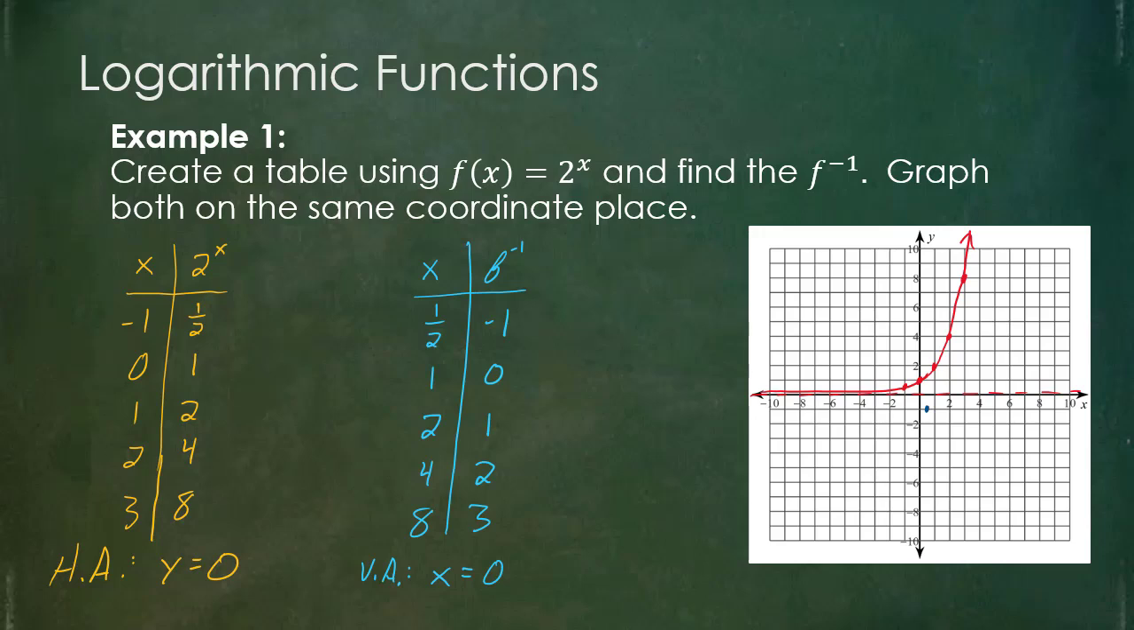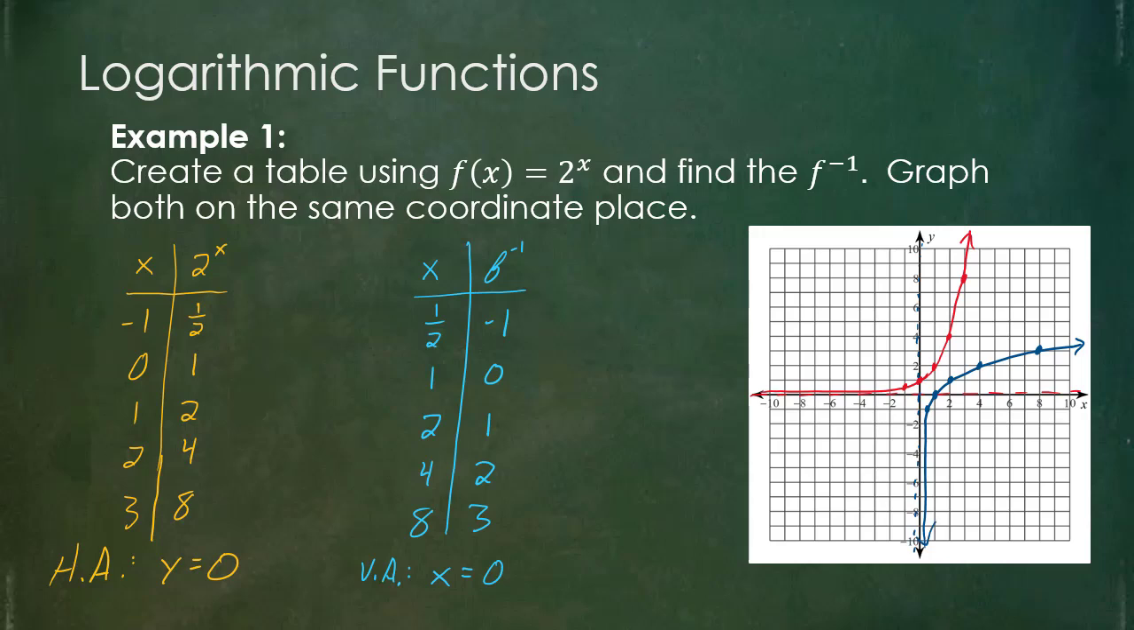I've got 1/2, -1 would be right about there. I've got 1, 0. I've got 2, 1. 4, 2. And 8, 3. And notice this one, instead of having a horizontal asymptote, now has a vertical asymptote. That would be the y-axis. So I'd get really close to that and then start curving to the right.